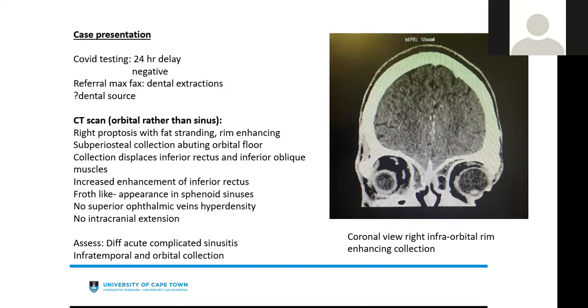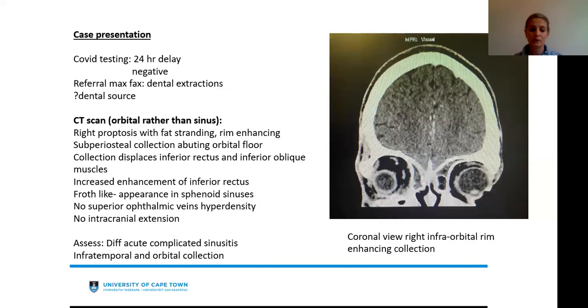scan. The scan was an orbital scan rather than a sinus scan, but in the image on the right, there are some things that I thought might be useful to look at. On the CT scan, it showed the right eye was proptosed with a bit of fat stranding, and there was this rim-enhancing subperiosteal collection that was abutting the orbital floor, and the collection actually displaced the inferior rectus and inferior oblique muscles. There was also some increased enhancement of the inferior rectus. They noted that there was a froth-like appearance in the sphenoid sinuses, of which I'll show you an image in a few minutes. But there was no superior ophthalmic vein hyperdensity and no intracranial extension seen.